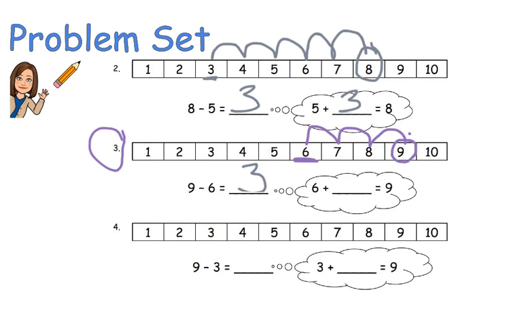So now we need to look at the way to think of it as addition. If we start at 6, how do we get to 9? Same thing, 3 hops. 1, 2, 3. So 6 plus 3 equals 9.